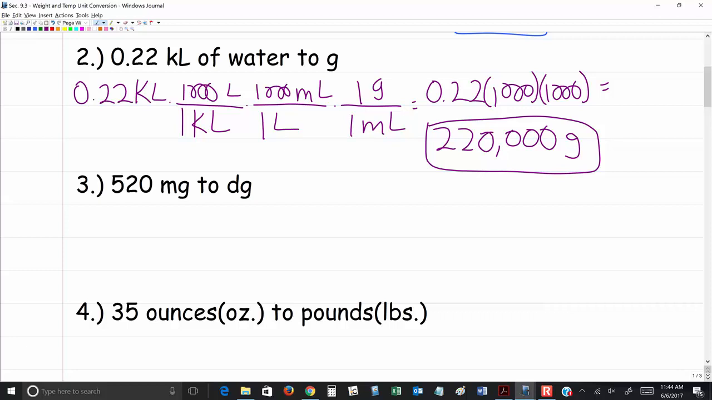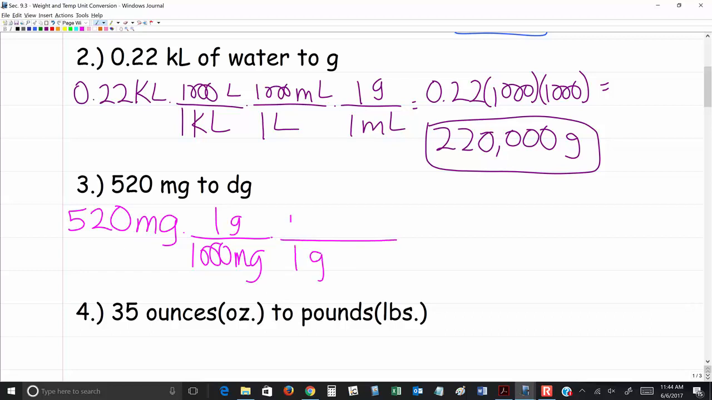All right. Now let's see. 520 milligrams to decigrams. So 1,000 milligrams equals 1 gram. 1 gram equals 10 decigrams. So 520 times 10 divided by 1,000 equals 5.2 decigrams.